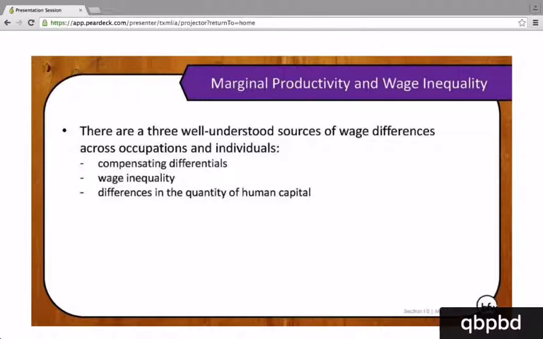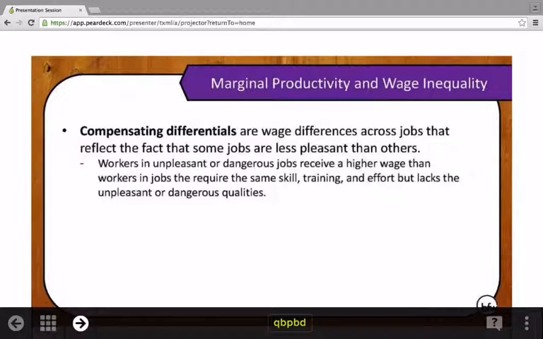Okay. First of all, let's look at compensating differentials. Compensating differentials are wage differences that occur across different types of jobs that reflect the fact that some jobs are less pleasant than others. So workers in unpleasant or dangerous jobs receive a higher wage than workers in jobs that require the same skill, the same training, and the same effort, but lack the unpleasant or dangerous qualities. Why? Well, think of it. If two jobs require the same skills, training, and effort, but one is more unpleasant or dangerous, who's going to pick that job unless they're paid more for it?